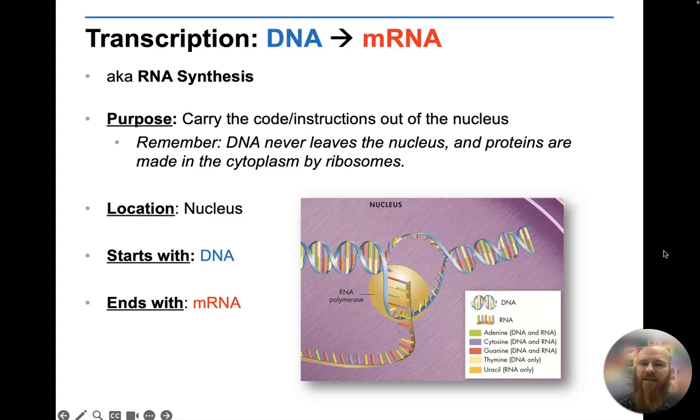All right, so some basics. Transcription, this process in which we go from DNA to messenger RNA. Another way to think of transcription is RNA synthesis, how we make RNA. The purpose of this is to be able to carry the code or the instructions from the DNA, right? So the specific instructions for only a specific protein, we make a small copy of exactly that info so that we can carry it outside the nucleus because the DNA can't leave. And then the proteins would ultimately be made in the cytoplasm.